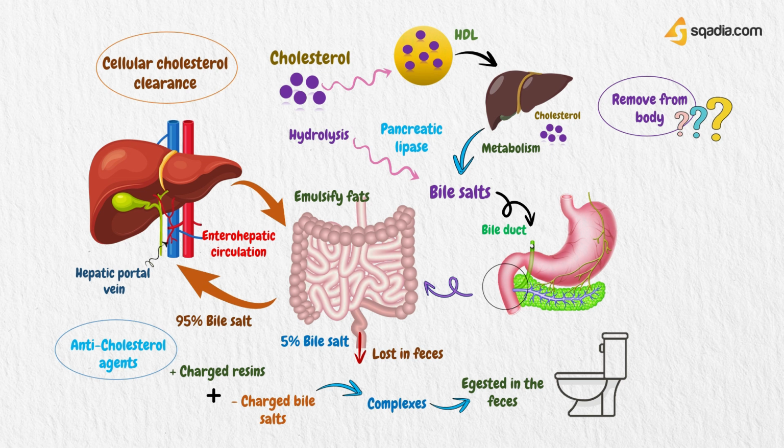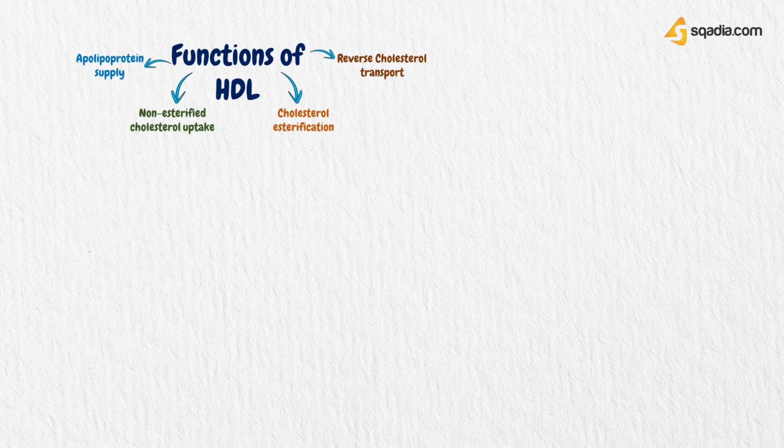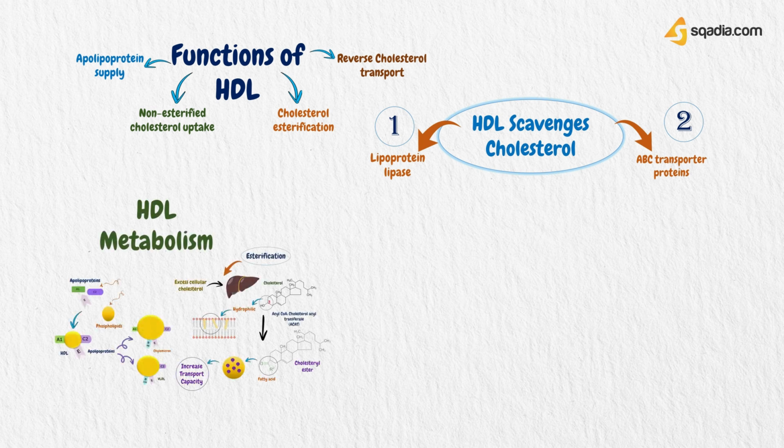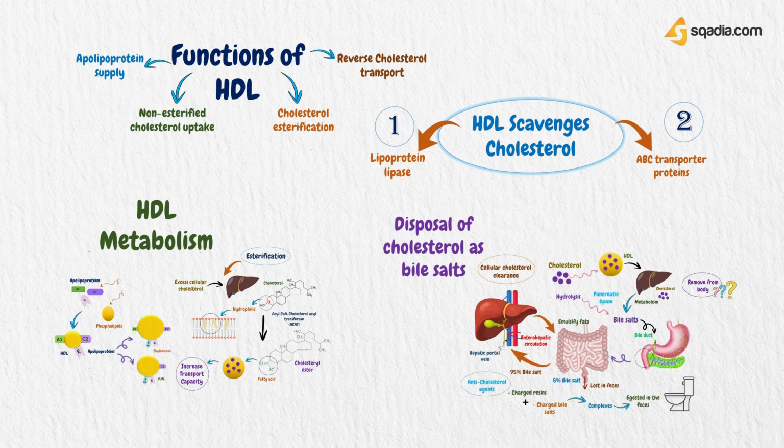Now it officially brings us to the end of our topic, where we have discussed very important concepts today. We have learnt all the important functions of HDL, the two main sources through which HDL scavenges cholesterol, HDL metabolism, in which we went through the cholesterol modification for transport, then its process of elimination, and lastly, disposal of cholesterol as bile salts. This is the full jam-packed knowledge video, just for you guys.